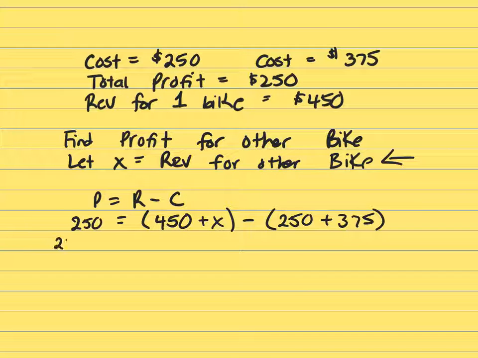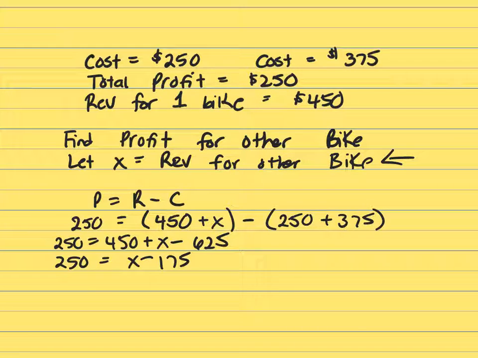So solve this equation: $250 equals $450 plus X minus $625. That's $250 equals X minus $175, the difference between $450 and $625. And then $250 plus $175 is $425. So this $425 equals X. That's the revenue for the other bike.